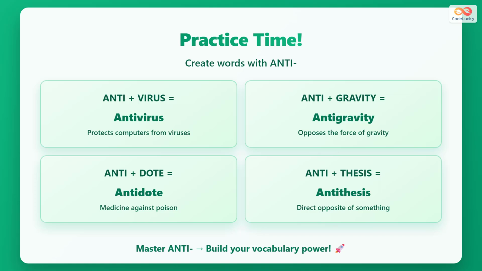Anti-dash virus makes antivirus software that protects computers from digital viruses. Anti-dash gravity creates anti-gravity, working against Earth's pull. Anti-dash dote forms antidote, medicine against poison. Anti-dash thesis becomes antithesis, the exact opposite of an idea. Now you can build anti-words yourself.